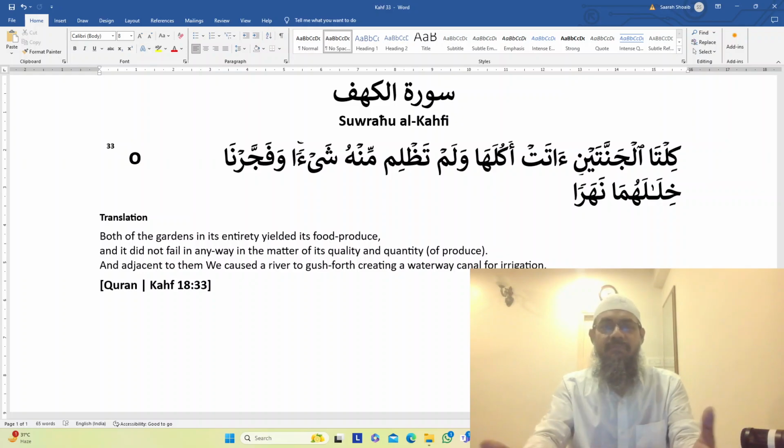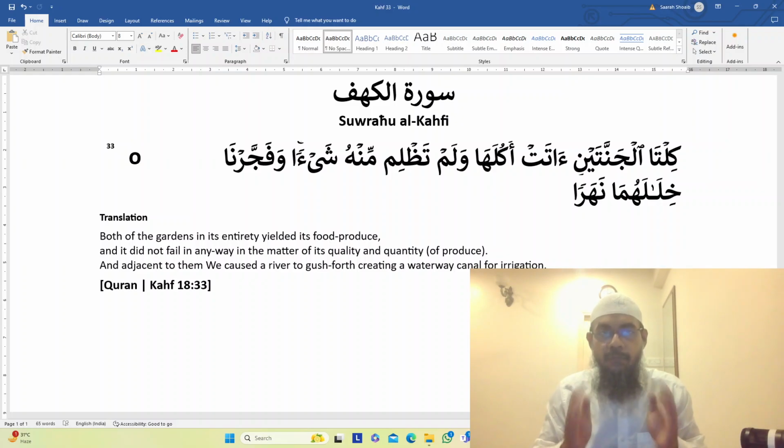So we can do a regular sort of translation, which is, and it did not do injustice from it in anything. Okay, that's an okay translation. Not really okay. It's a suboptimal translation. And it did not fail. Instead of he was unjust or he did wrong, it did not fail. She did not fail. It did not fail. And it did not fail in any way, shay'an, in any way. Minhu, in the matter of it. So, in the matter of its quality and quantity of produce. So that's, according to me, the best way to translate this part.